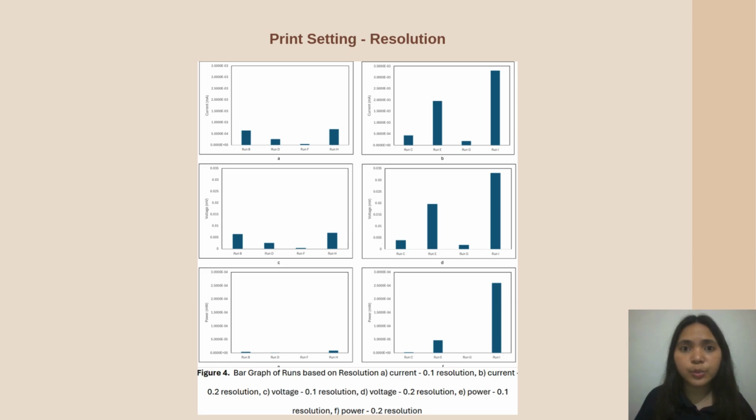Separators printed at 0.2 resolution had higher surface roughness, which promoted biofilm formation and reduced oxygen crossover, improving the anaerobic environment in the anode. As a result, separators with 0.2 mm resolution perform better than those with 0.1 mm resolution, as seen in Figure 4.